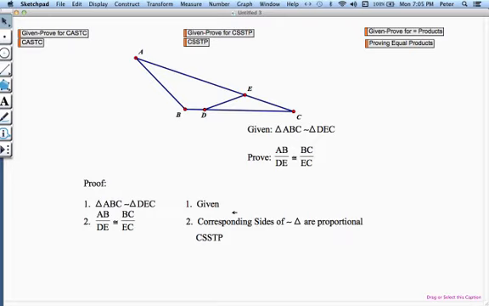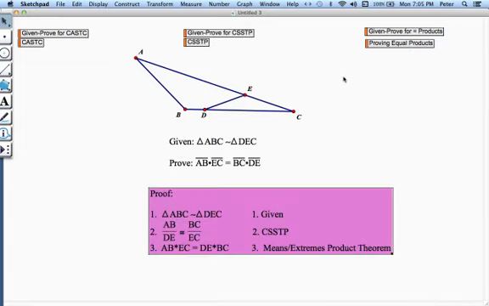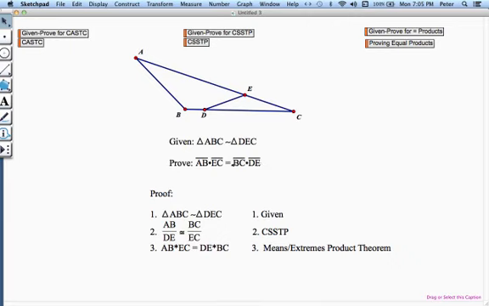Finally, sometimes this book goes one step further than that and asks us to show that the products of two sides of one triangle are equal to the product of two sides of another, or I should say, that these two products are congruent. Hopefully you recognize that these products are the result of cross-multiplying the ratio we saw above? If so, the justification that the products are equal is the means extremes product theorem.